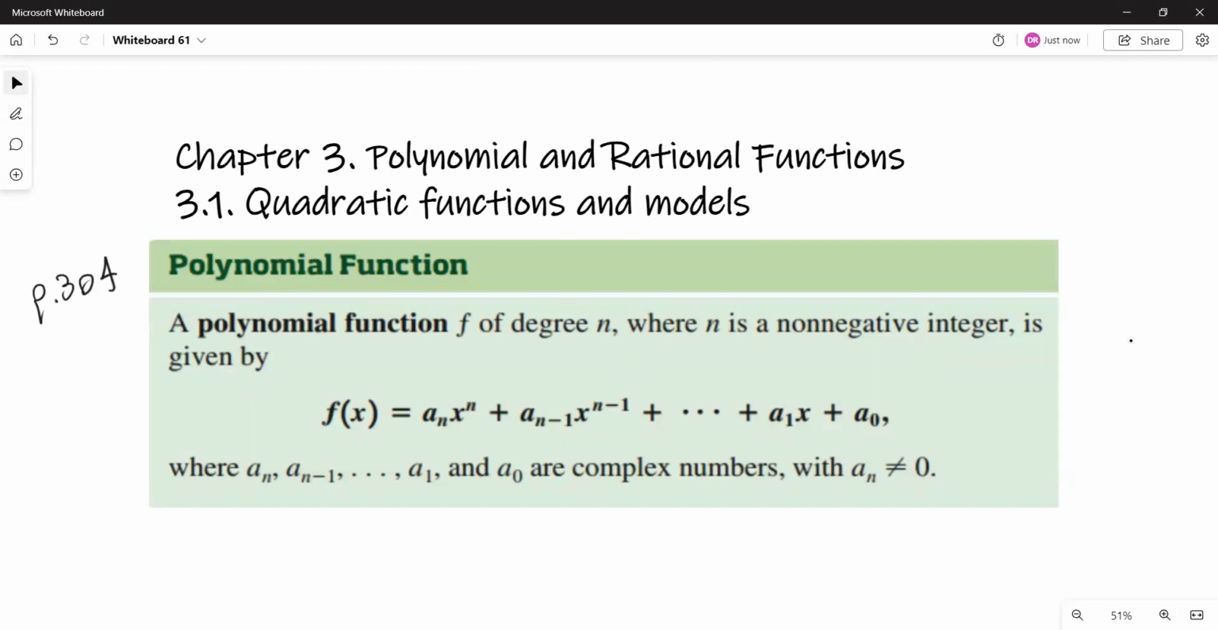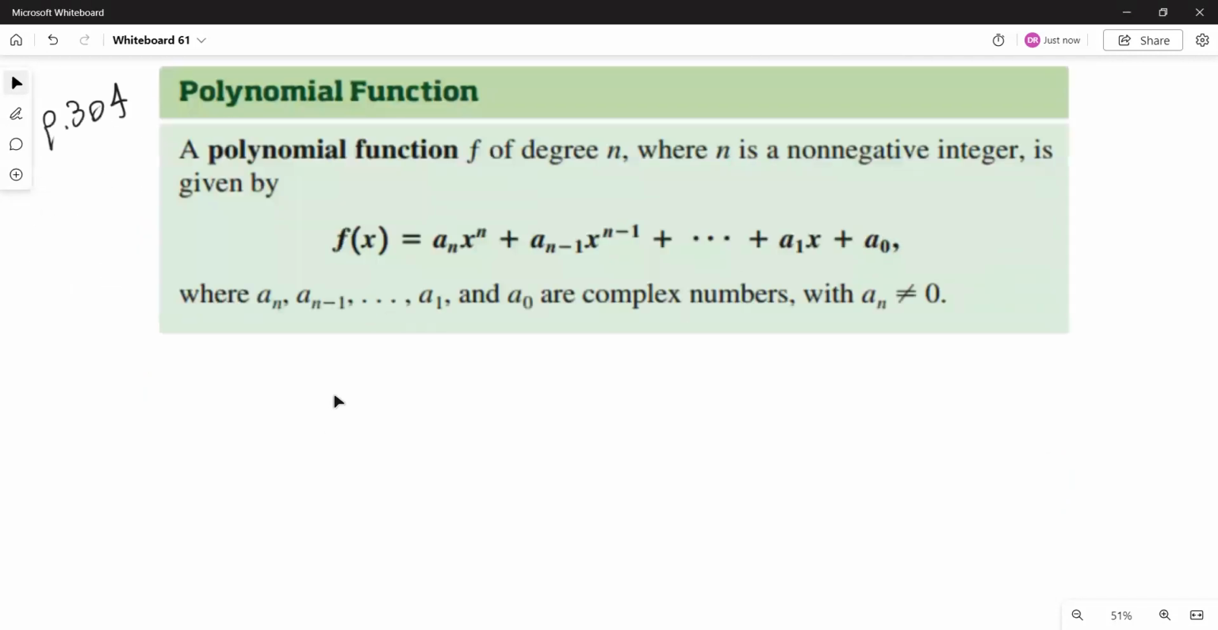A polynomial function f of degree n, where n is a non-negative integer, is going to be a function of this form. That's going to be the a's, a_(n-1), a_1 up to a_0 are going to be, well, they can be complex numbers, but we're going to work with polynomials with real coefficients. Where, of course, the first coefficient is not 0. So n, the highest power, is going to give you the degree. It's going to be the degree of the polynomial.